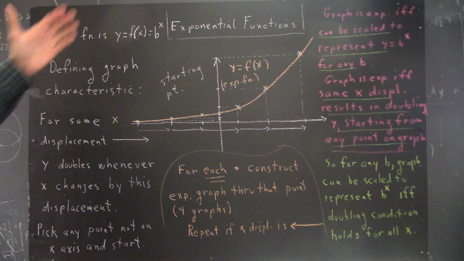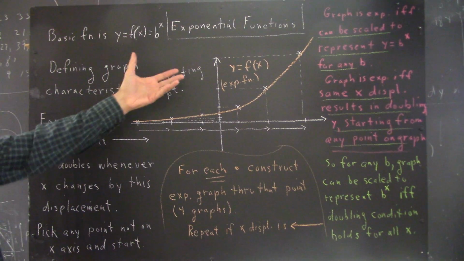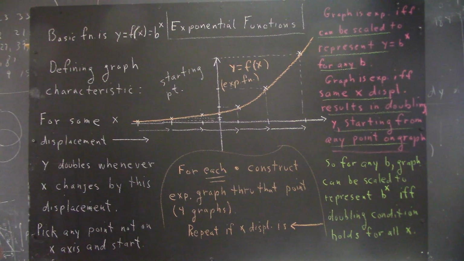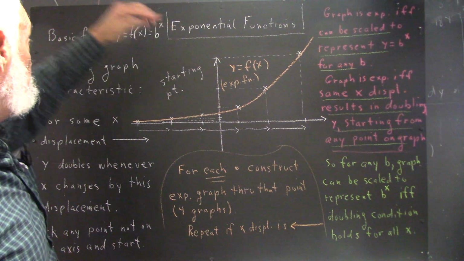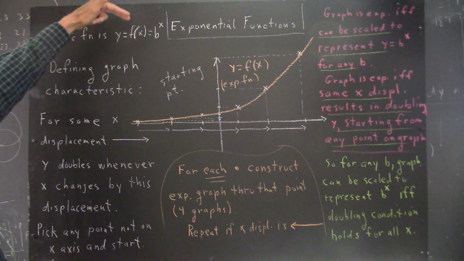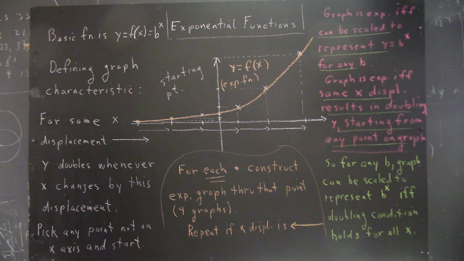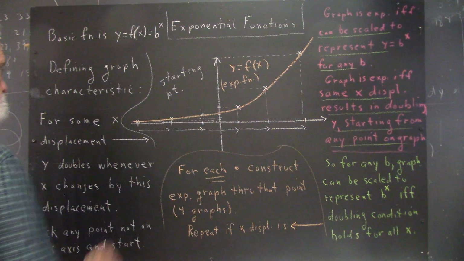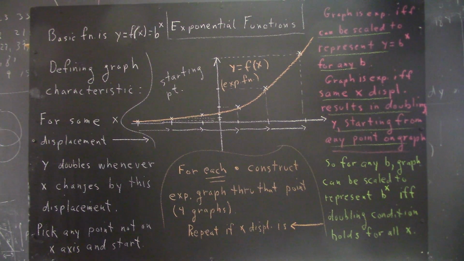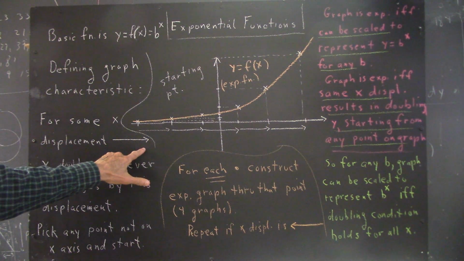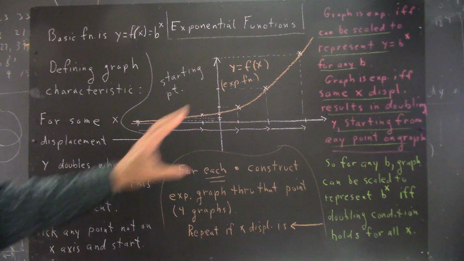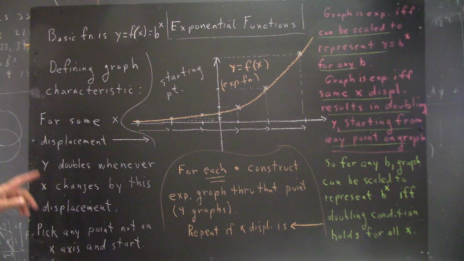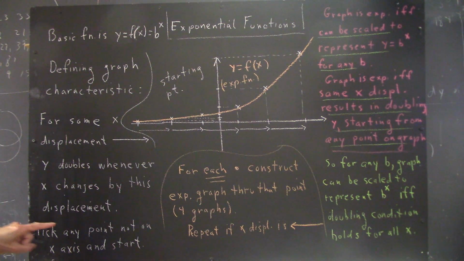Okay, very brief discussion of the basic graphical characteristic of exponential functions. The basic function is y equals f of x equals b to the x. The defining graph characteristic is as follows. For some x displacement represented by this arrow, and we'll explain exactly what that means in a second, y doubles whenever x changes by this displacement.